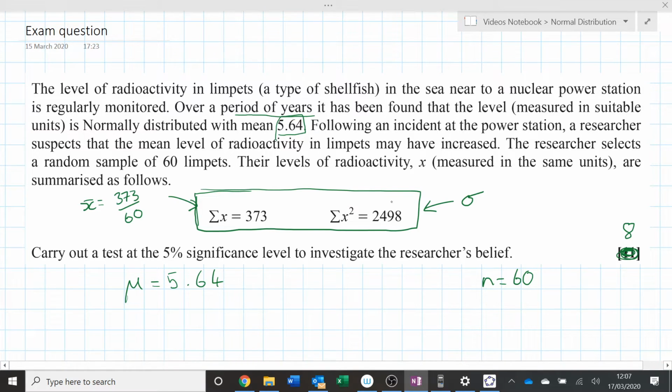It's important to note that we are actually finding the standard deviation of the sample, but you can say that the standard deviation of the sample is going to approximately be the standard deviation of the population. So we can actually use that for our sigma value. And we've got a 5% significance value.